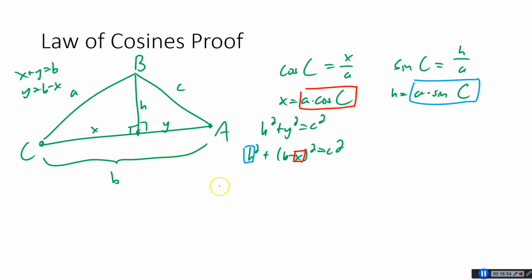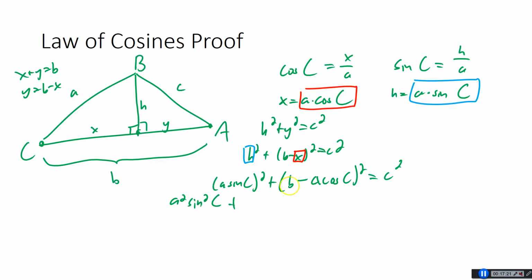Okay, so I have A sine C squared plus B minus A cosine C squared is equal to C squared. Okay, so now I'm going to expand these out a little bit. So A sine C squared, that's A sine C times A sine C. That's A squared sine squared C.